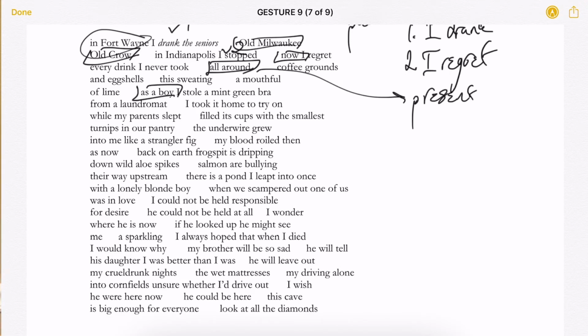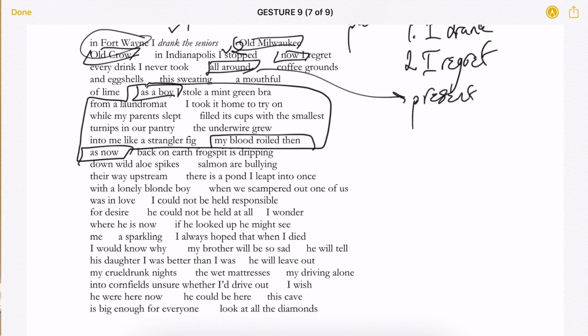"As a boy, I stole a mint green bra from a laundromat. I took it home to try on while my parents slept, filled its cups with the smallest turnips in our pantry. The underwear grew into me like a strangler fig. My blood roiled then as now." So this section right here, this is certainly a narrative moment. I did this thing. Here's me reflecting on a thing that I did. But what's its purpose? It's serving the purpose of "my blood roiled then as now."